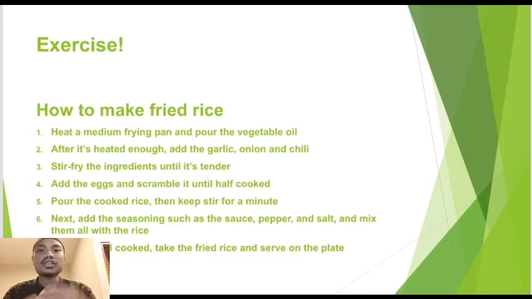Okay, go ahead and read it. 5 minutes or 3 minutes. I think you guys can beat that in 3 minutes. Okay, are you done? Okay, good. Wow, you guys are so fast at reading these steps. This is just how to make fried rice. So let's go to the next slide.